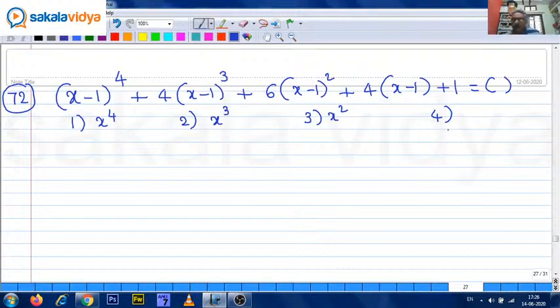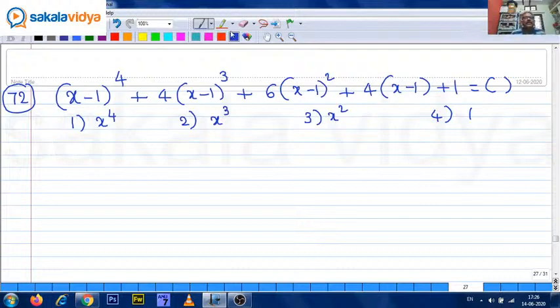Right. Yes, it is not meant for you. It is for present second year students. Fourth option is 1. Right.